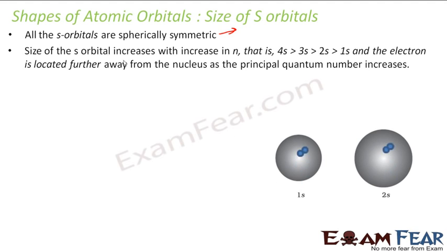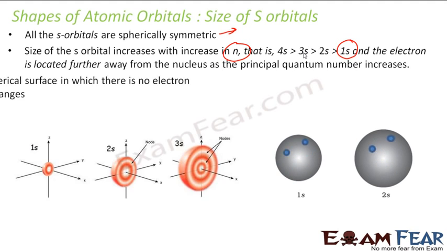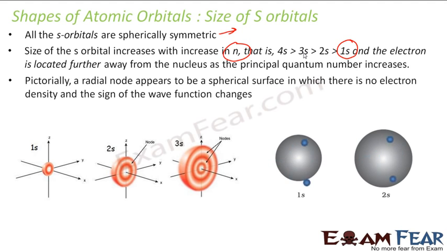So the size of s orbitals increases with the value of n. So 1s has a small size, 2s bigger, 3s bigger, and 4s bigger. And pictorially, we see a radial node appears as a spherical surface in which there is no electron density. The radial node, as I told, is where you don't have any electron density. The probability of finding the electron is very low.